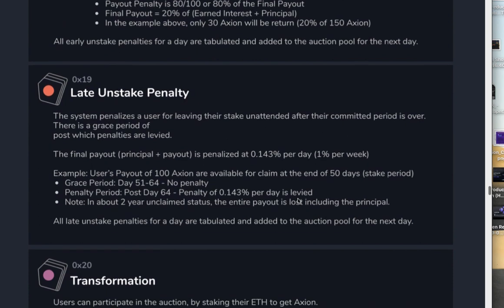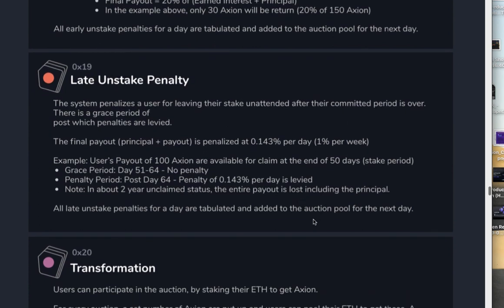Late unstake penalty. The system penalises the user for leaving their stake unattended after their committed period is over. So you've done your stake and you've got all your interest payment, but you haven't attended to unstaking it, to claiming it. There is a grace period after which penalties are levied. The final payout is penalised at 0.143% per day, or 1% per week. So that's basically a number you want to remember.